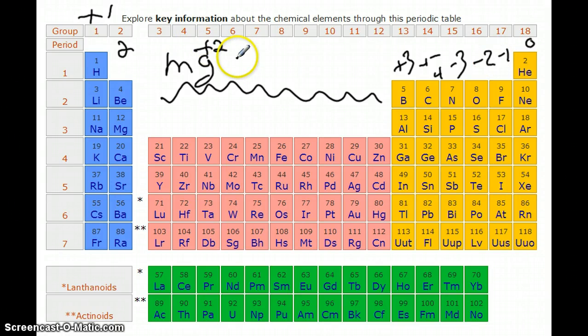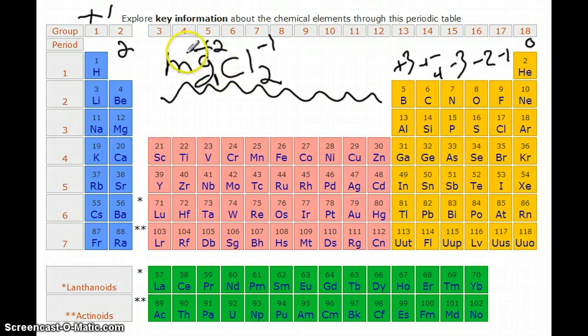So we write down chlorine -1. Now, simple math tells us that a +2 and a -1 don't cancel out. If we want to cancel out a +2 with a -1, we have to have 2 of them. So, another way to look at this is to do what's called the crisscross method. You take the 2 that's up here, and bring it down here, and you take the 1 that's up here and bring it down here.